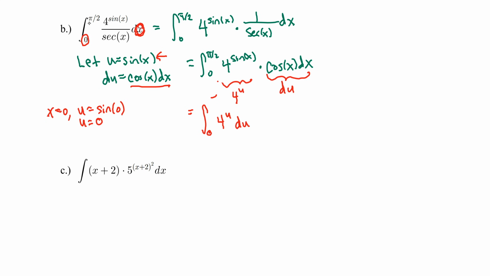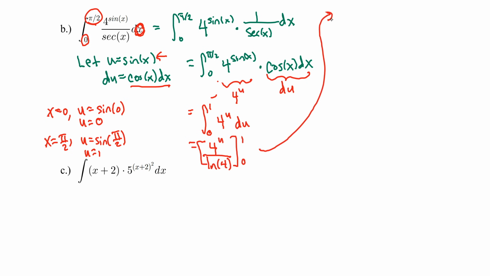When x is pi over 2, then u is equal to sine of pi over 2. And of course, that's 1. So my new upper limit is 1. So when we integrate, we're going to make a copy of the exponential exactly as it appears, we're going to divide by natural log of the base, and again, it's not necessary to write plus c with a definite integral. Then we will evaluate from 0 to 1.